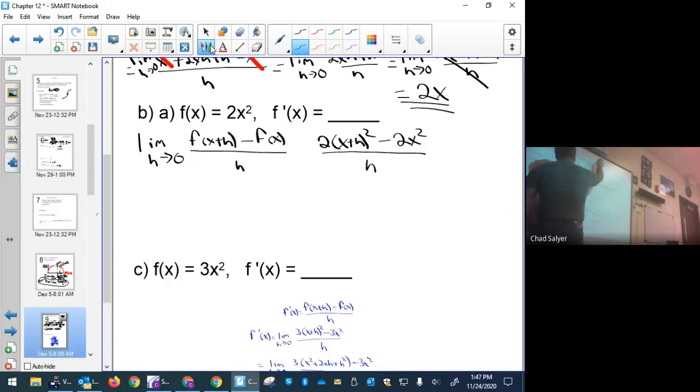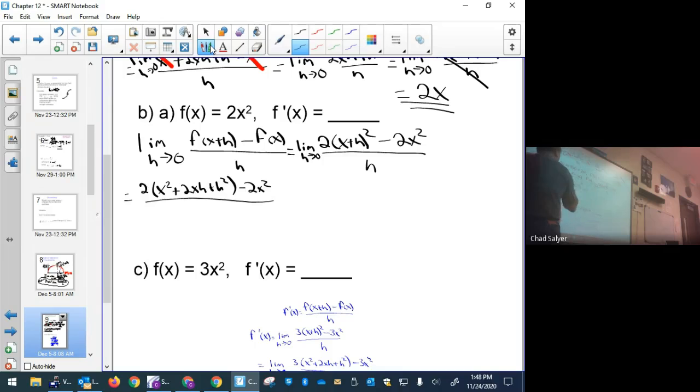I had to do that. It's been a while since I've done calculus. So don't get rid of that limit until you plug in h equals 0. Continuing on here, I've got 2 times x squared plus 2xh plus h squared minus 2x squared over h, and we're still taking the limit as h goes to 0.